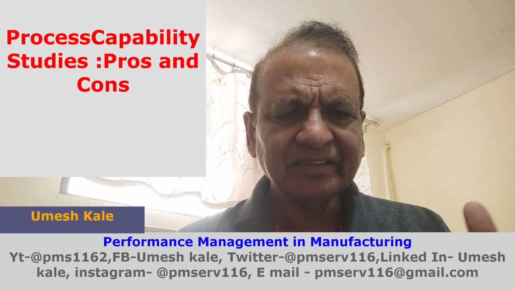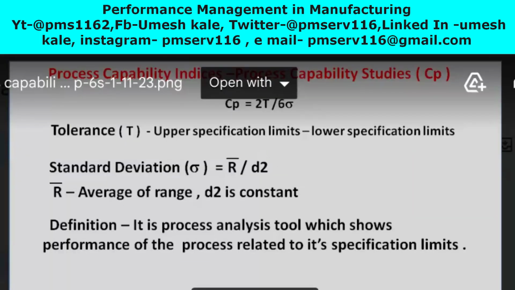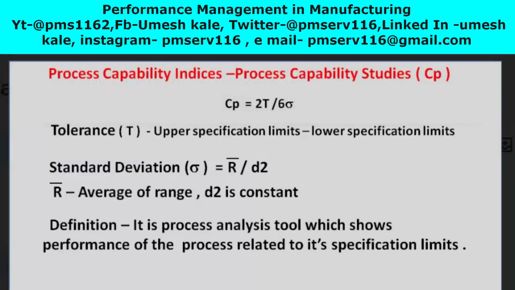We are sharing some slides along with the video to understand the subject. So the first slide is on the process capability study: what is its formula and what is the definition of the process capability study. So the definition is, it is the process analysis tool. Process capability study is the process analysis tool which shows performance of the process related to its specification limits. Means it is the tool which shows the comparison with your specification limit, where you are standing in comparison to the specification limit.